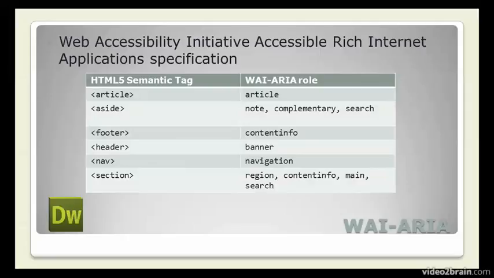The way in which it works is that for each HTML semantic tag you assign an ARIA role. For example, for article, the ARIA role is also called article, but HTML5 aside tags take the ARIA role of note, complementary or search depending on what they're actually doing in the page. Footer becomes contentinfo. Header is a banner, but that's only used if the header is for a banner type of heading. It's not for an ordinary heading. The h1, h2, h3 tags take care of that. There's no need to add an extra role. Nav is navigation, and for section, there's a variety of roles that you can apply.